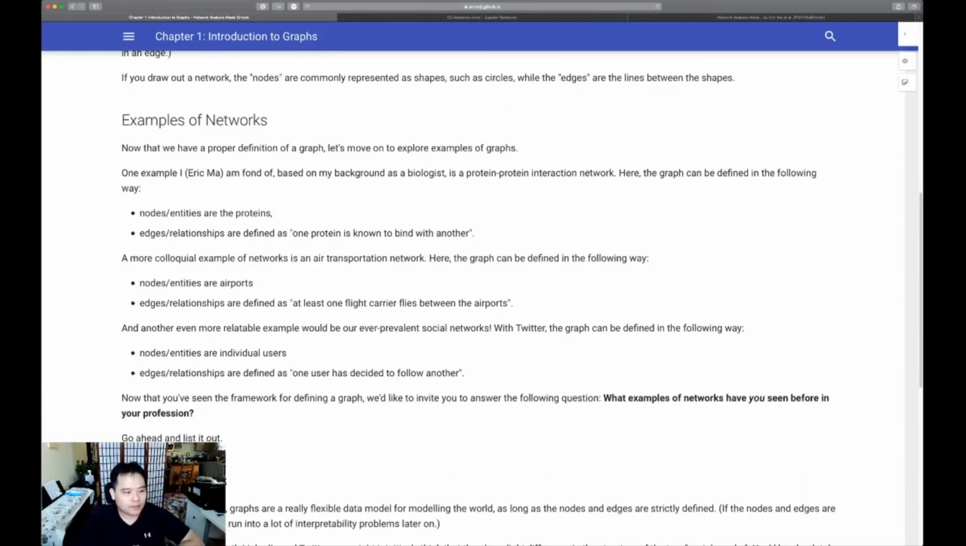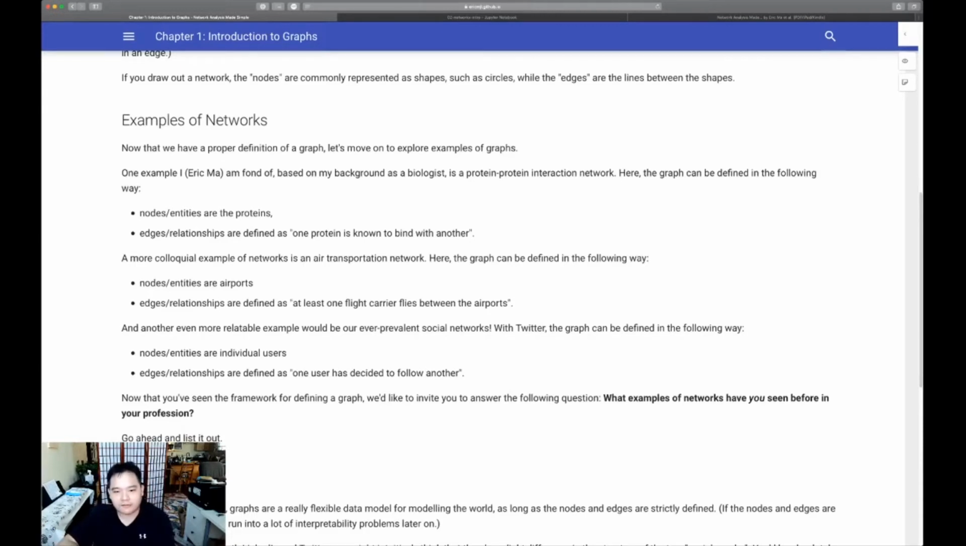So now that we've explored what the proper definition of graphs is, let's explore some examples of graphs. First off, I'm a biologist by training. That's my background. So one graph that I'm very fond of is a protein-protein interaction network. Here, the graph is defined as follows. You have nodes, which are the proteins, and edges, which are defined as one protein being known to bind or interact with another.